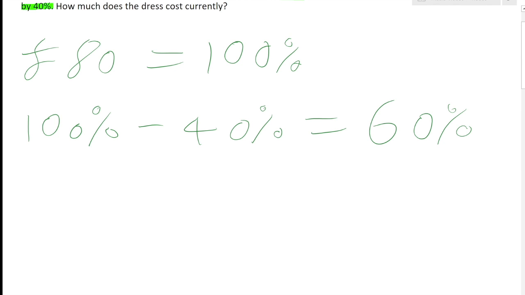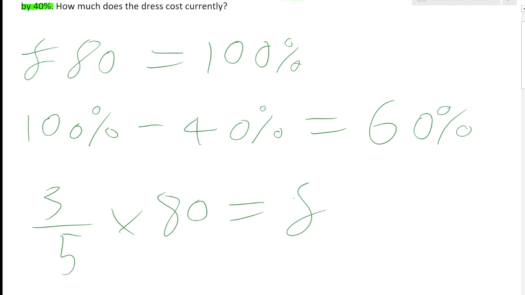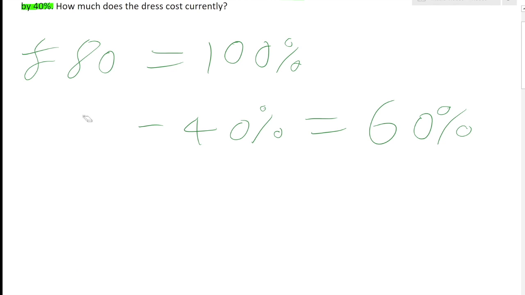Terrible percent sign. And we can do that. We can work out what is 60% of £80. 60% is 3/5. Do 3/5 times 80, and you will get the answer to be £48. I should include the pound signs there. Exactly the same problem, exactly the same answer, just a slightly different way. So that's percentage decrease.